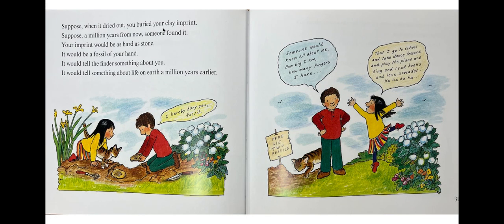Suppose when it dried out, you buried your clay imprint. Suppose 1,000,000 years from now, someone found it. Your imprint would be as hard as stone. It would be a fossil of your hand. It would tell the finder something about you. It would tell something about the life on Earth 1,000,000 years earlier.